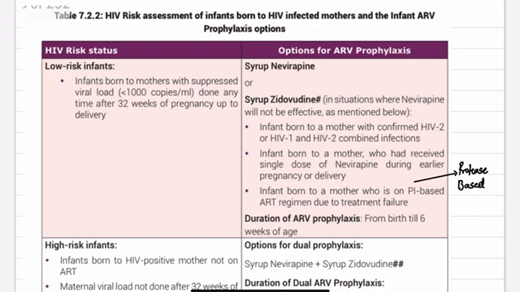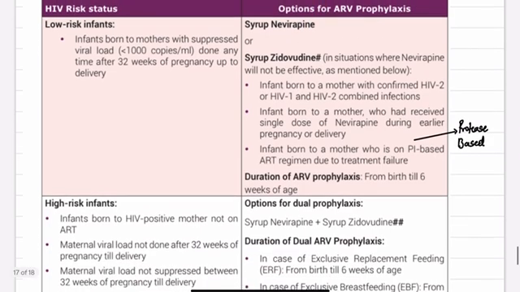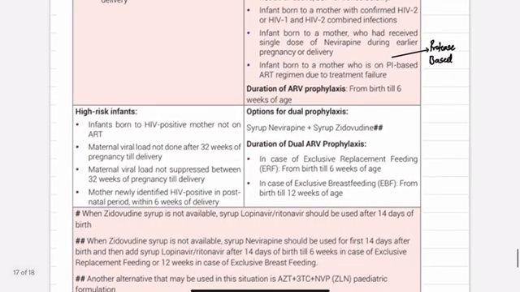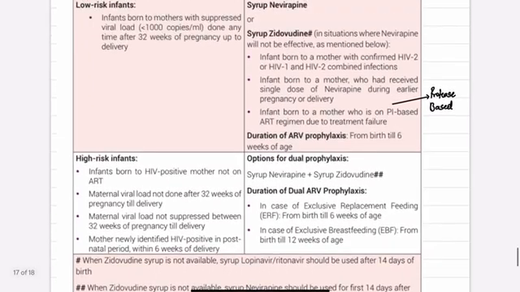What is given to the infant born to an HIV patient? When to start and what to start in the low risk patient? Low risk means the viral load in the mother is less than 1000, done after 32 weeks of pregnancy up to delivery. We start syrup nevirapine. Remember syrup nevirapine, but there is an exception, syrup zidovudine, in situations where nevirapine will not be effective.